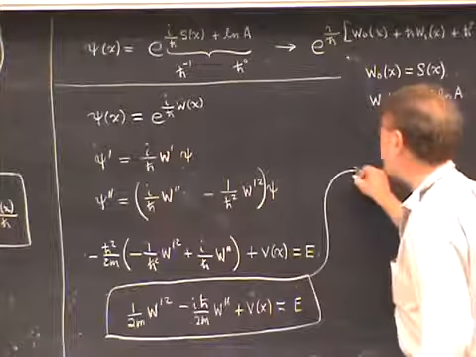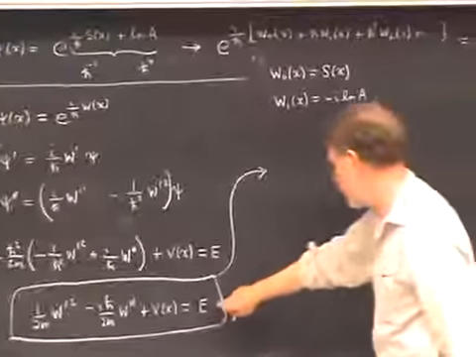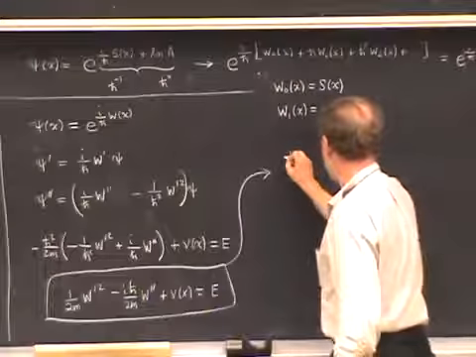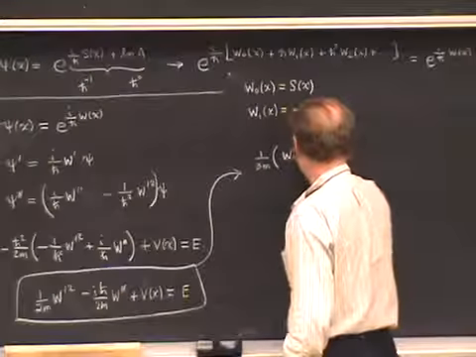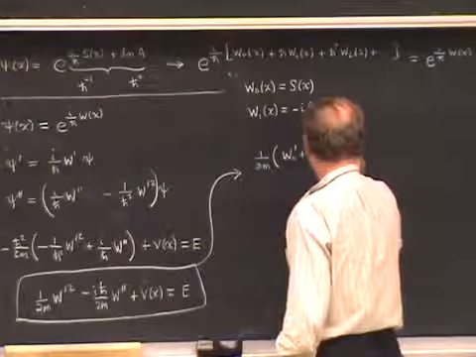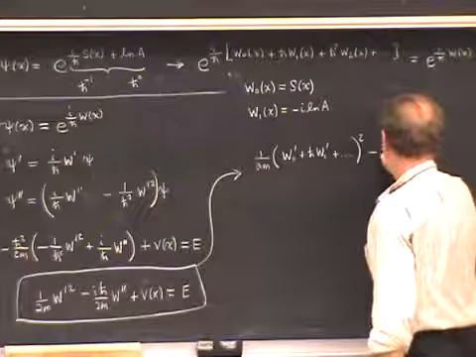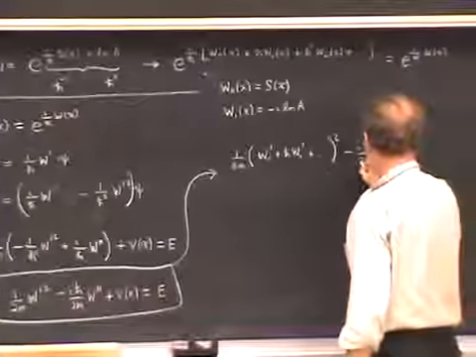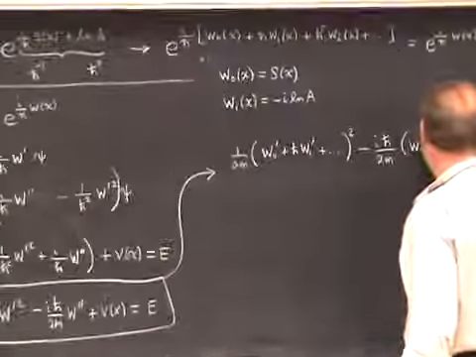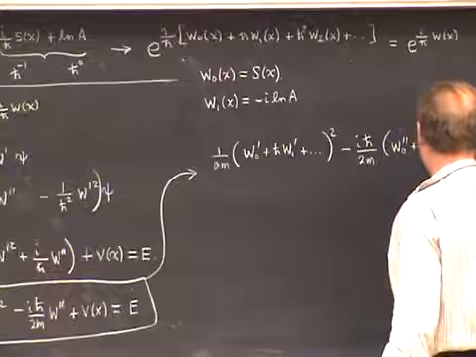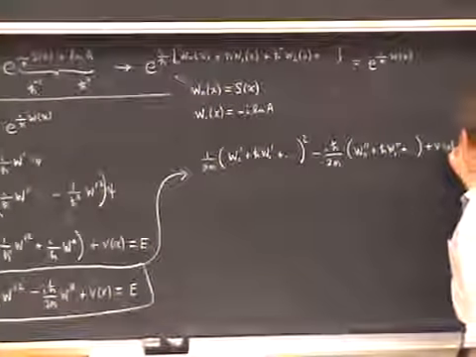However, what I will do now is to substitute this expansion in for the w's here. So this becomes 1 over 2m, and then for w prime, it becomes w0 prime plus h bar times w1 prime plus dot dot dot, quantity squared. That's for the first term here. Then we get minus i h bar over 2m times w double prime, which is the same as w0 double prime plus h bar w1 double prime plus dot dot dot, plus potential energy V of x equals E.